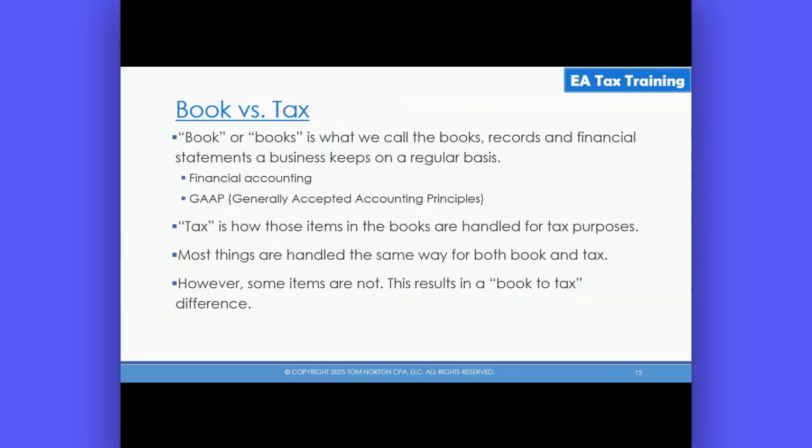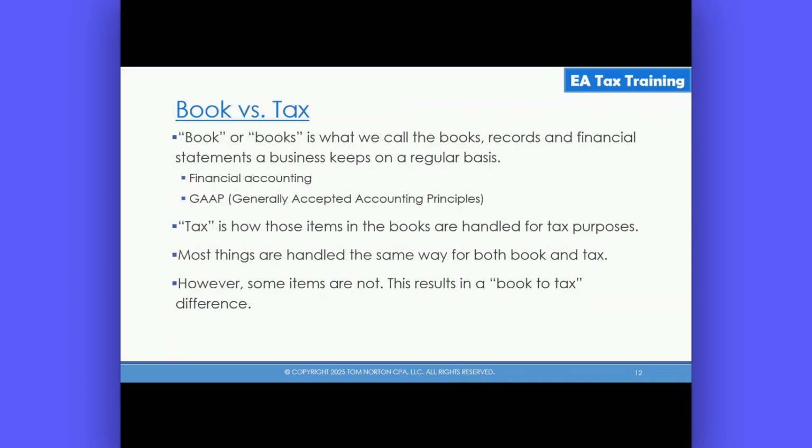Book versus tax differences. So these financial statements we've been talking about is what we're going to call books. So the books means the records in financial statements that the business keeps on a regular basis. In accounting, this is called financial accounting as opposed to, for example, tax accounting. And financial accounting follows something called generally accepted accounting principles, GAAP, pronounced GAAP. GAAP is the collective knowledge and experience of the accounting industry for hundreds of years.